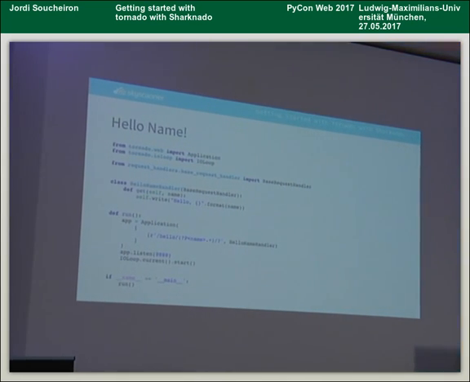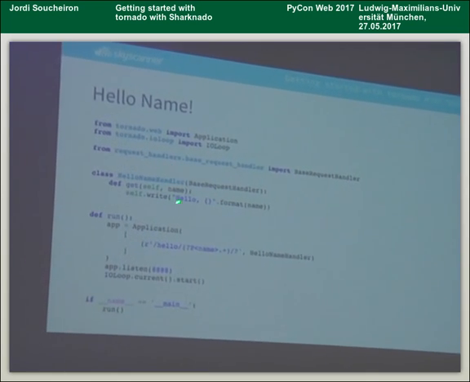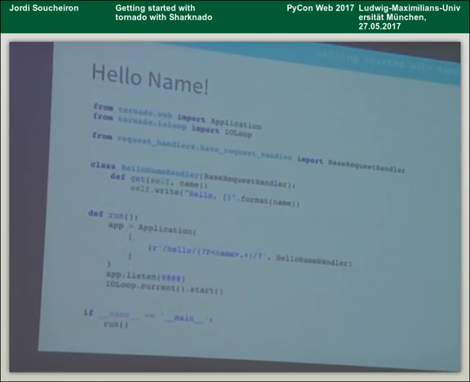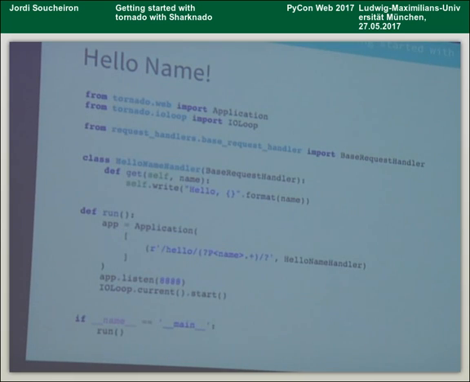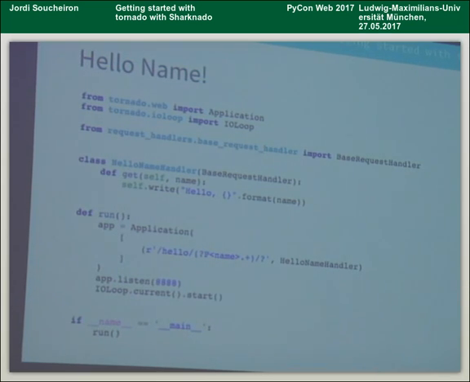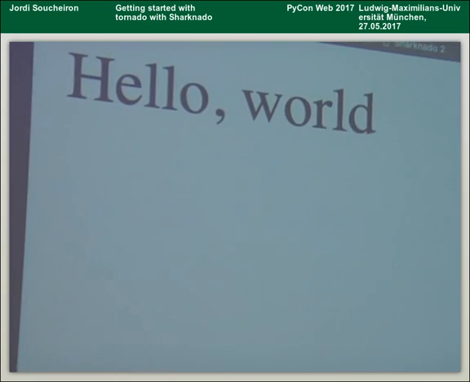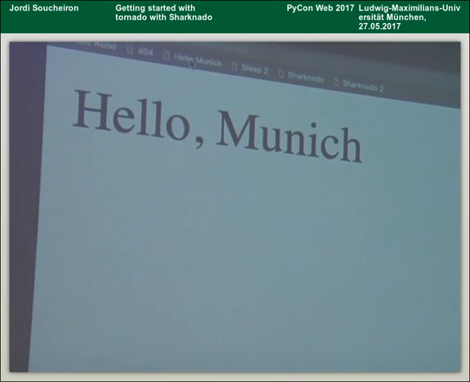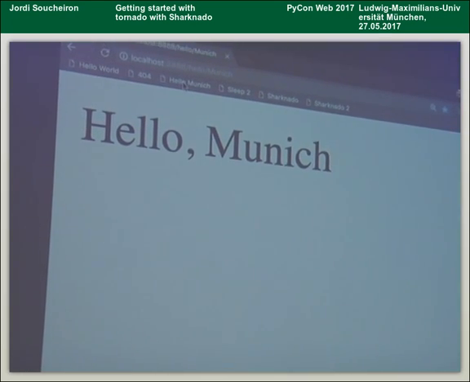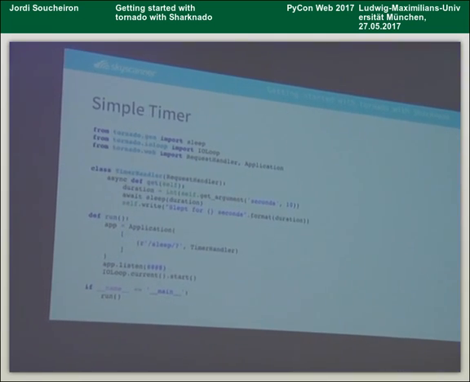In this case, what we're doing is naming a regular expression name and then passing that as a parameter to our get function. What will happen is that if we go to hello/something, we'll see hello something in our application. Again, this is a very simple example, and we can test it here. And hello, Munich. This is still a sync example. So let's move to something asynchronous.